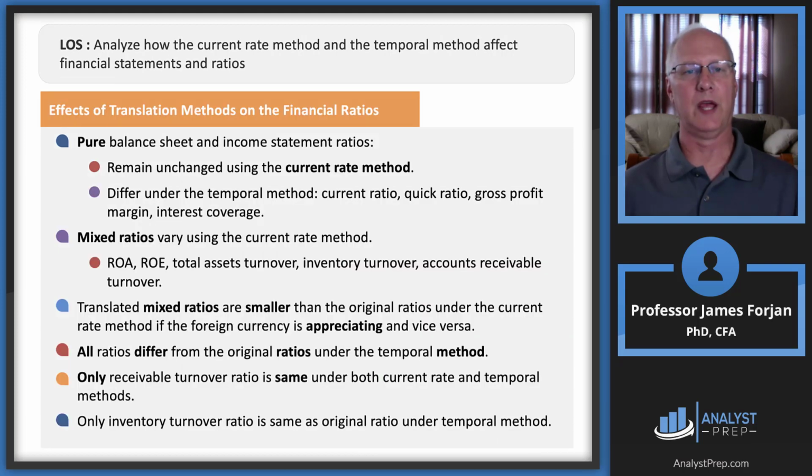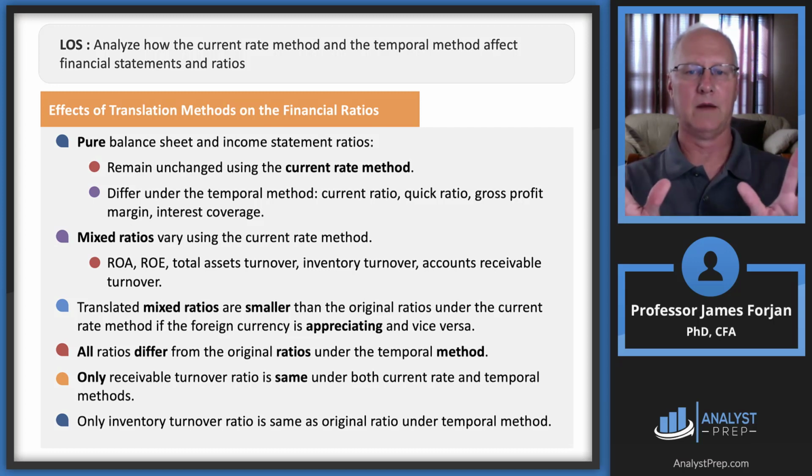Now, this is what I was saying earlier, effects of translation methods on the financial ratios. All right, so if we're considering just pure balance sheet and income statement ratios, meaning that both numerator and denominator come from both the balance sheet or both the income statement, these ratios are not going to be impacted at all if we use the current rate method. However, under the temporal method, those ratios, and there's a list of a couple of them there, they probably will be different.